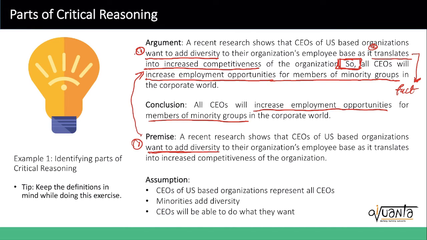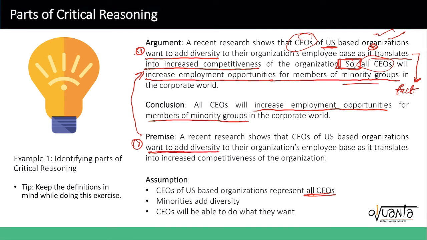Now what is the assumption? The assumption is that CEOs of the US based organizations represent all CEOs, right? Because here it is only saying that the research is based on US based organizations. Now, based on this, it is being concluded that all CEOs will do this action. But no, it might be that only US based CEOs do that action. It might be that a small percentage of them do it, otherwise others are not able to do it or do not want to implement whatever the research shows. So that is the first assumption.